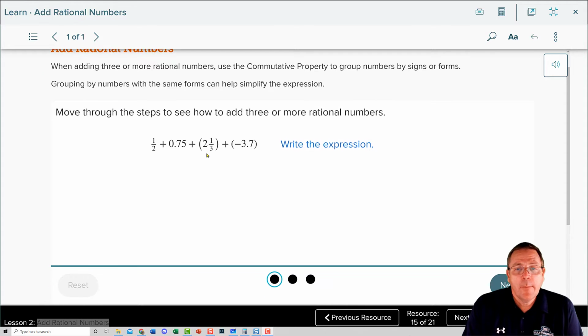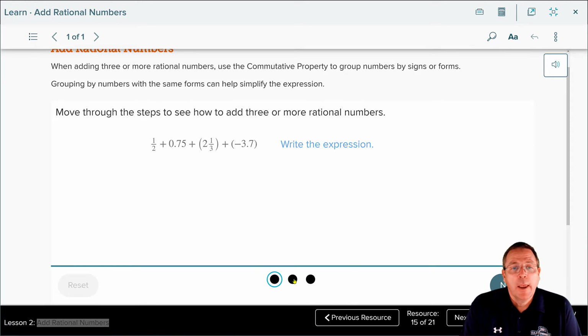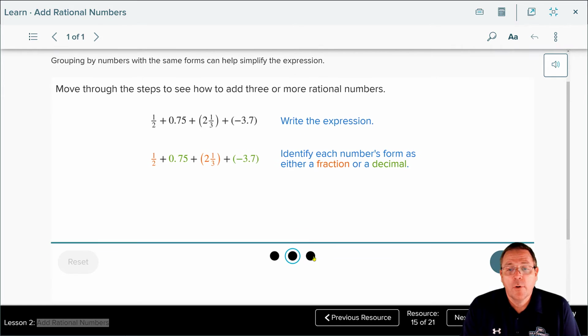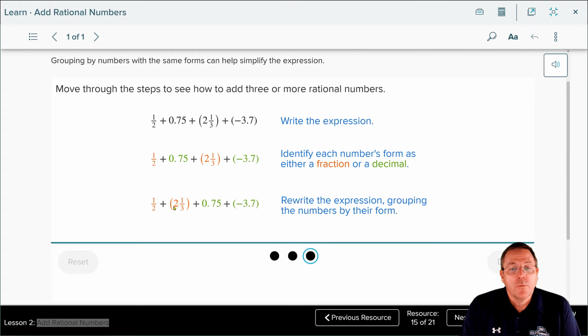So for this example problem they give us, you've got a fraction, a decimal, a fraction, and a decimal. And we're going to rewrite them so that the orange fractions are together and the green decimals are together. And that's going to make our math a little bit easier, less things we have to convert later on. From there, you would rewrite it so now you can see your orange fractions are together and your green decimals are together.